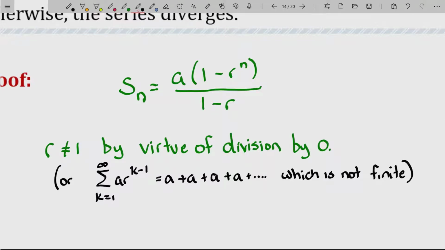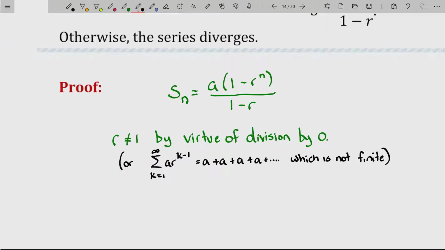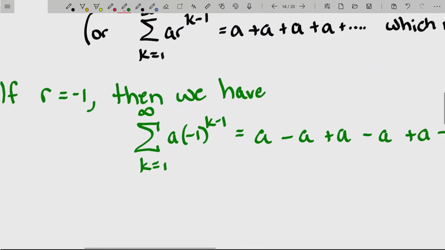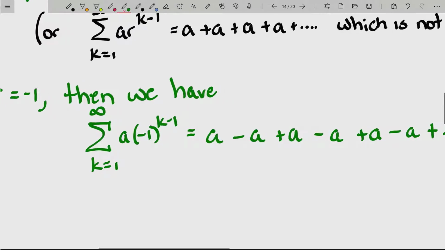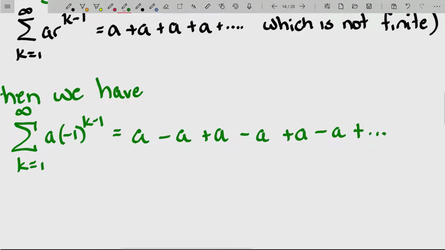So the series would sum to a plus a plus a plus a plus a on forever, which is not a finite number. Now, if you let r equal -1, so I'm taking out the edge cases basically, then we'd have the following situation where our summation would be k equals 1 to infinity of a times -1 to the k minus first, which would give me a minus a plus a minus a plus a minus a, and it would go on forever. It alternates between a and -a.